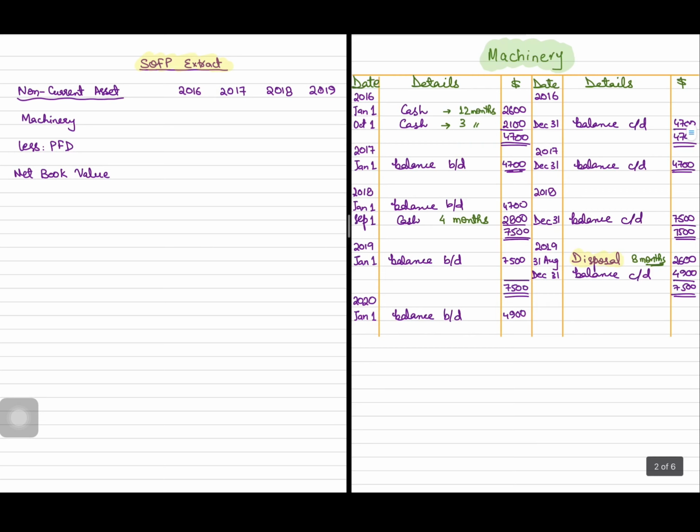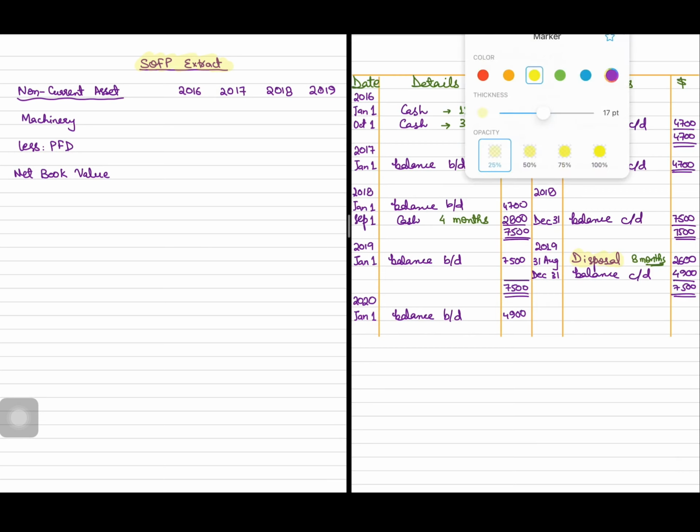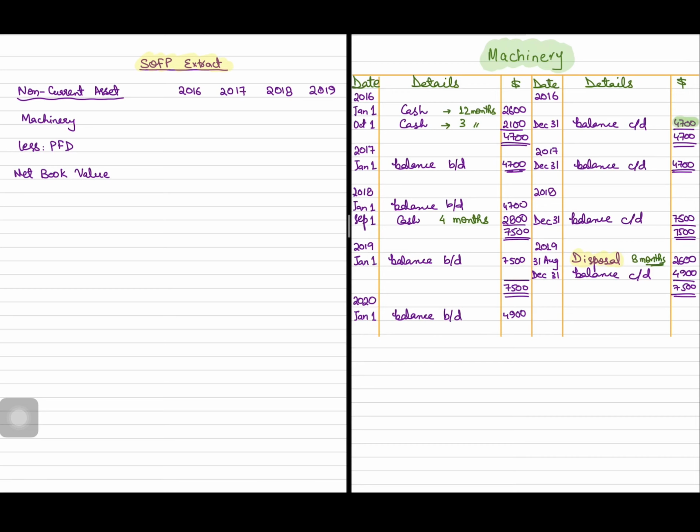So what was the balance c/d figure in the first year, that is 2016? It was 4700, right? So let's write that down, 4700. Let's first just write down all the costs, right? So we are done with this one. The balance c/d figure for year 2017 is again 4700, the same cost. Then in 2018 it is 7500 because we purchased another asset, and then in the last year it is 4900 because we disposed of an asset, so it is now 4900.